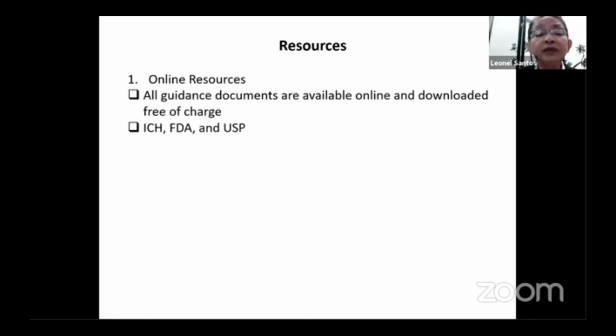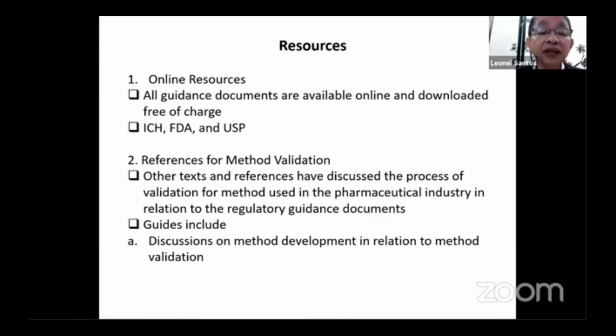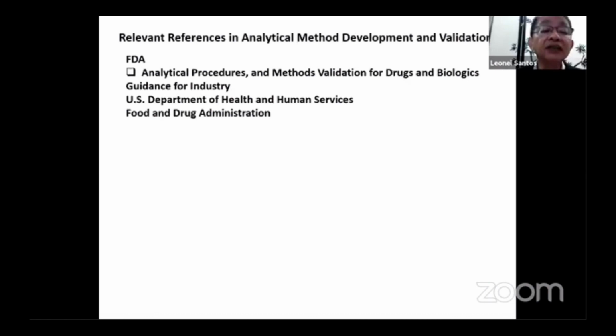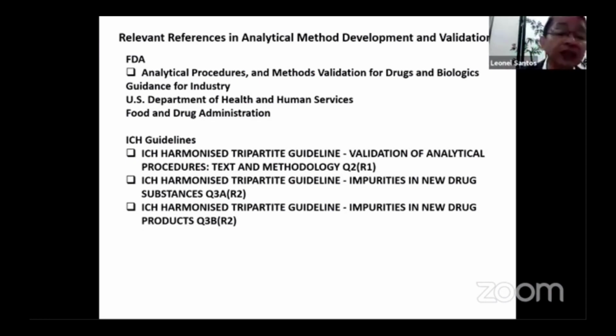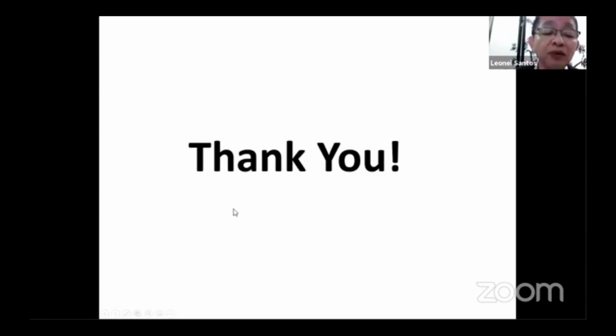So I have listed some of the resources that some of you would want to pursue and find out more. And these are available online. And the last slide actually lists all this relevant information. The FDA, coming from the United States Food and Drug Administration, and ICH, which is the international regulatory body, provide international regulatory guidelines for drug substance and drug products. And also, if you have the book for USP, you can refer to some of these general chapters.